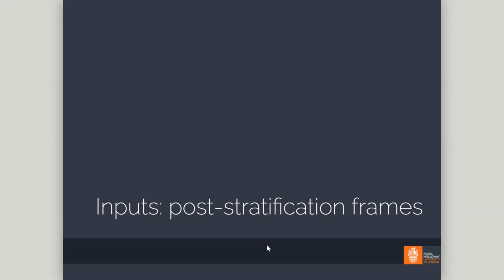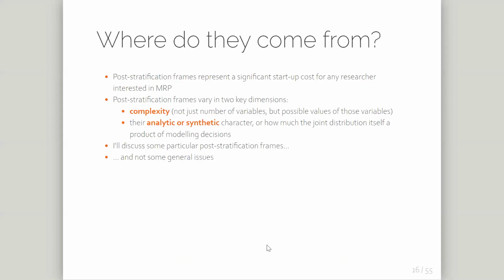So that's the other side of things, the post-stratification frame. How do you get one of those? Well, post-stratification frames represent a really big startup cost for anyone interested in MRP. And I think I say it later on in the slides, but if you're asking, where can I get a post-stratification frame? The best answer is from someone else who has already done the work, right? Because it's one of these things which is part art, part science, and involves lots of compromises. And if you've had someone else, particularly someone who's got a published article using a particular post-stratification frame, much better to use that than try and reinvent the wheel.